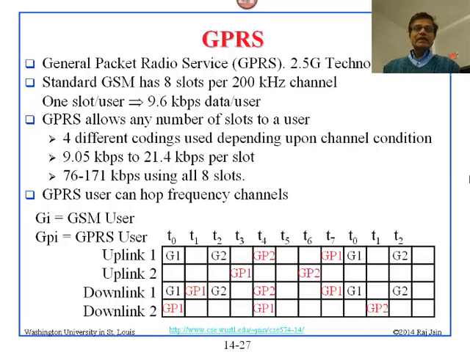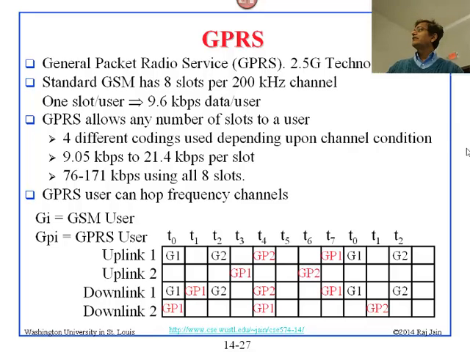So this is around the 1995 time frame. GSM is coming in, but people are complaining about the data, saying that voice is okay, but we need to send some data as well. And GSM obviously gives you only 9.6 kilobits per user, which was good for the time, but not good enough, right? So GPRS was introduced, which is General Packet Radio Service.